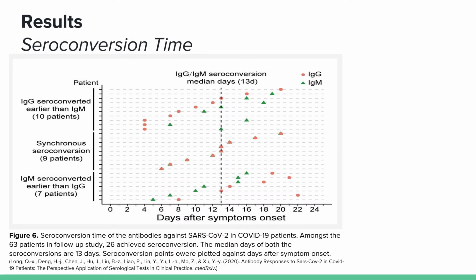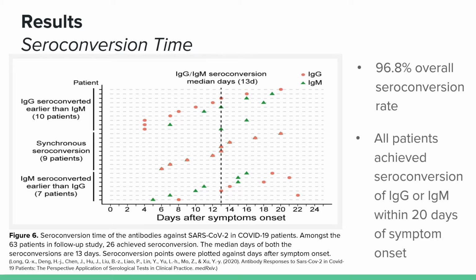In the follow-up study, collectively from the 63 patients, a total of 281 serum samples were collected and tested for IgG and IgM against SARS-CoV-2. These samples achieved an overall seroconversion rate of 96.8%. All patients achieved a seroconversion of IgG and IgM within 20 days after symptom onset.